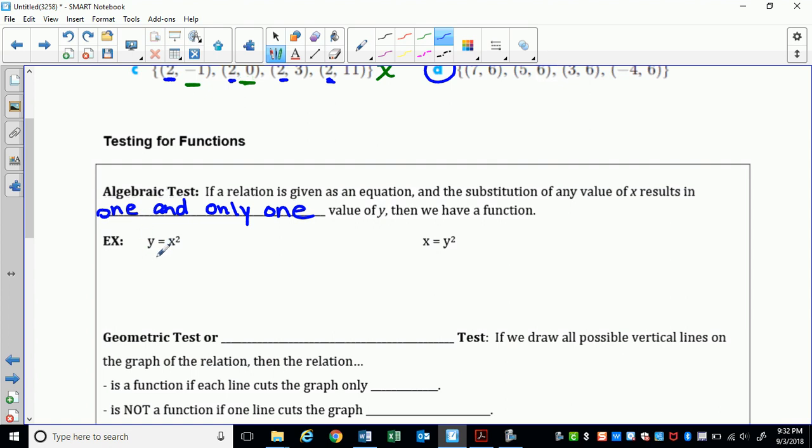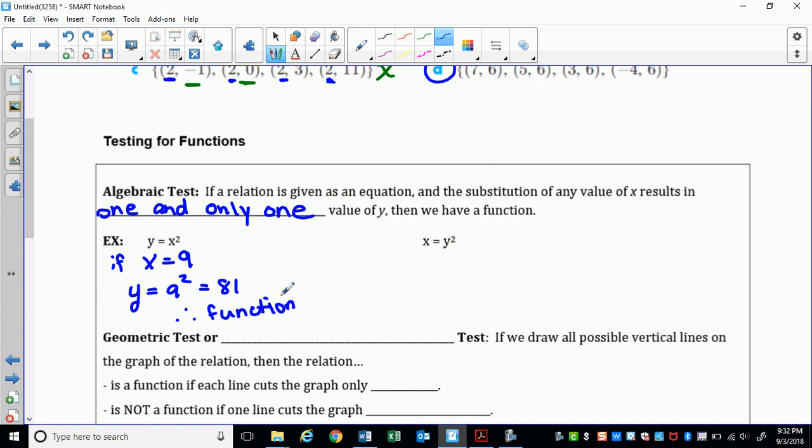Let's solve for x, or let's just plug in a number. So let's say if x equals 9, then our y equals 9 squared, right? What is 9 squared? 81. Since it's not two numbers, then we know that this is a function. So I'm going to say, therefore, this is a function.